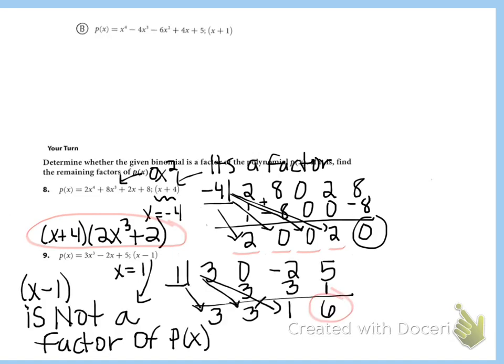So thanks for giving that one a try, and hopefully you found out that since the remainder was 6, x minus 1 was just simply not a factor of the polynomial p of x.